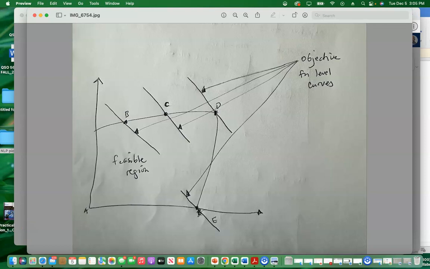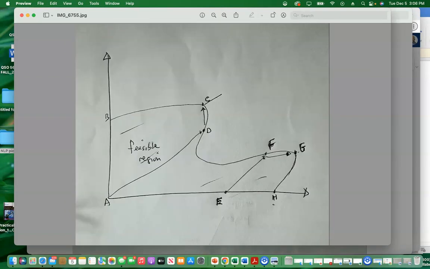There are two kinds of solutions: local optimal solution and global optimal solution. And I'm going to show you an example that will differentiate between local and global solutions. So let's look at this example. In this case, the algorithm can start at point A, point E, and also at point H.